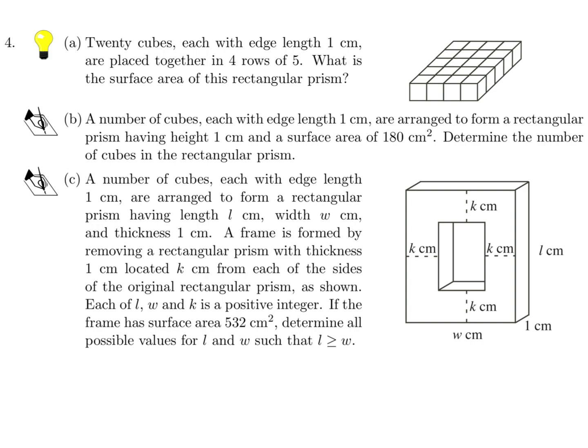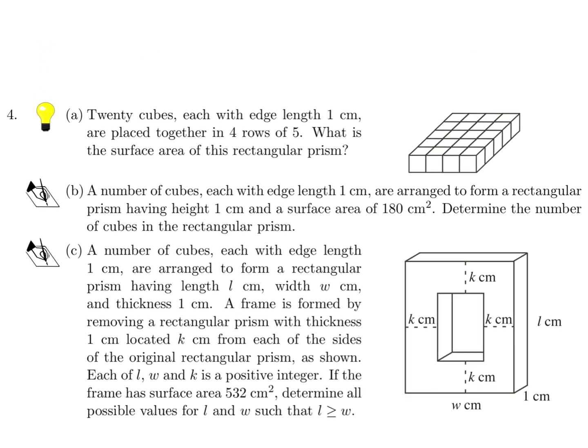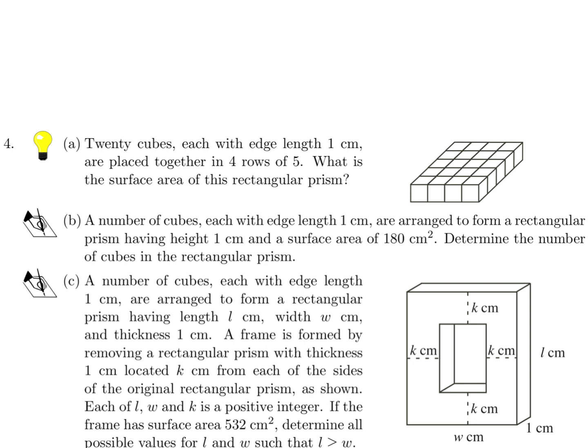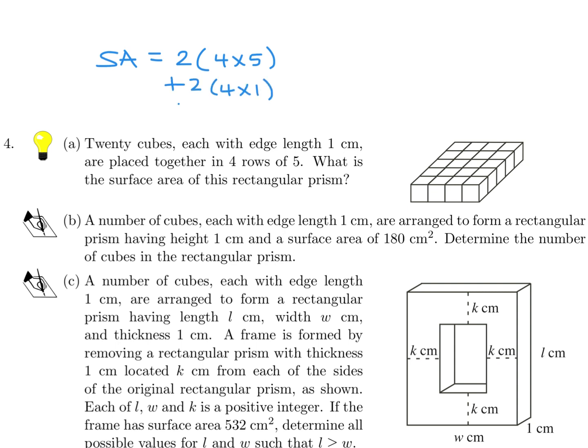20 cubes, each with edge length 1, are placed together in 4 rows of 5. What is the surface area of this rectangular prism? So surface area would be 2 times 4 times 5 plus 2 times 4 times 1 plus 2 times 5 times 1. And when you do this math, you get 58.